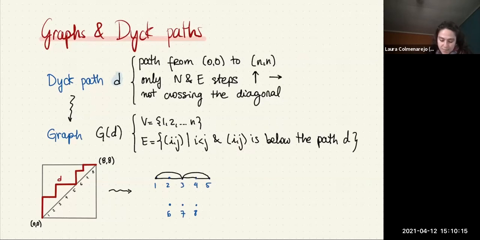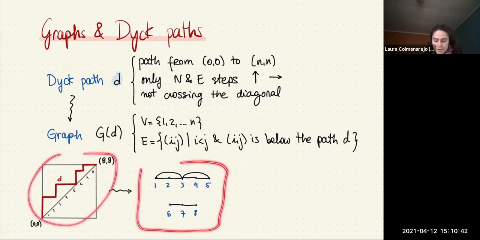Now you see that I'm touching the diagonal, which means in the case of the graph that I'm having another component, a disconnected component of the graph. And now if I'm looking here, I'm only missing this box here, which means that 6 is linked to 7 and 7 to 8. I'm only having this one. So this is the way that I'm going to associate to a Dyck path a graph.